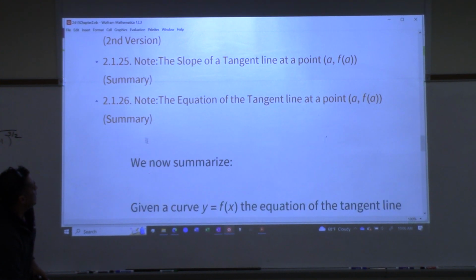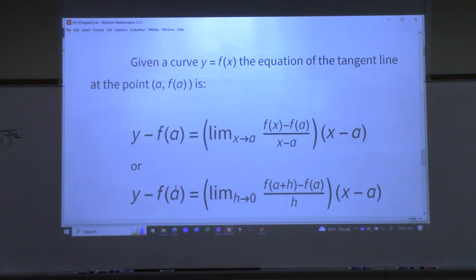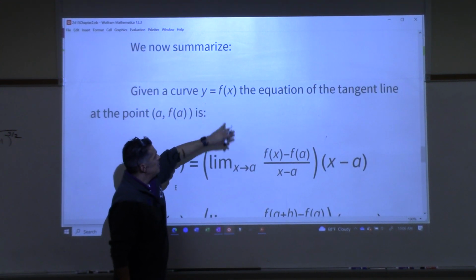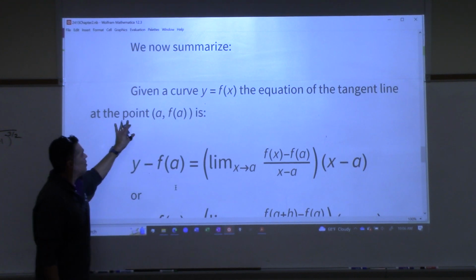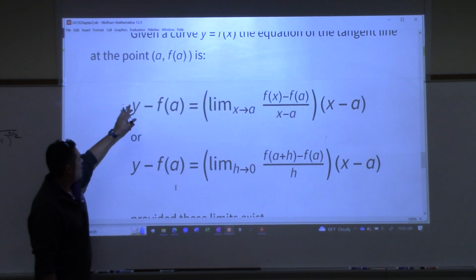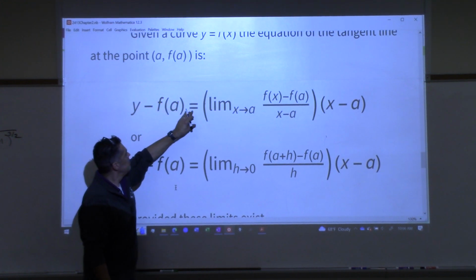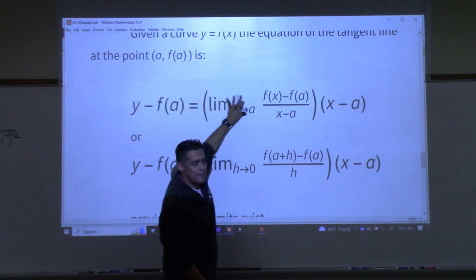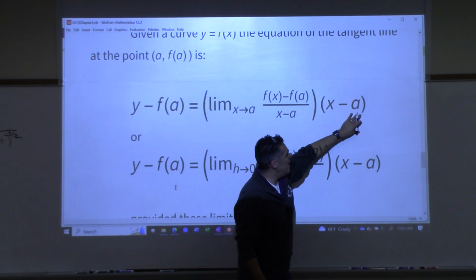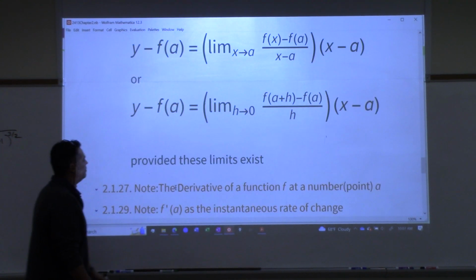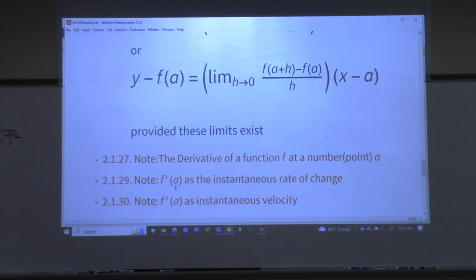All right, so here's the big summary of everything. And that is, if you're given some curve, the equation of the line tangent to the curve at some point is one of these two formulas. This is the point slope formula, right? y minus a point, the y coordinate, equals this whole thing, which is the slope of the tangent line at some point a, and then x minus a. It's that one or this one. These are just the two definitions, provided these limits exist.